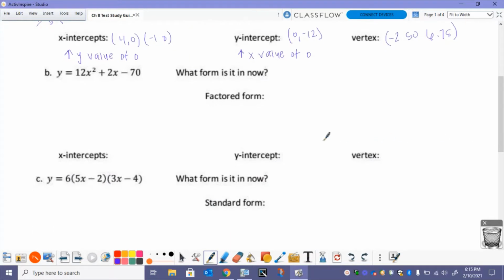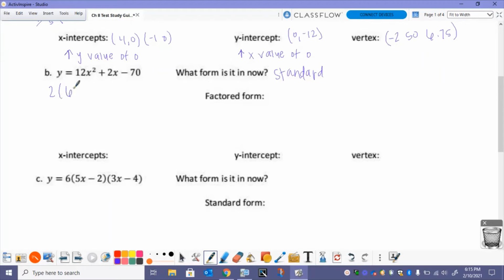All right, we're going to do the same thing with B. So once again, we were given x squared plus x, so that is our standard form. And it wants us to give it back in factored form. So between 12, 2, and negative 70, obviously our greatest common factor can't be higher than 2. And 12 and 70 are both divisible by 2, so that's what we'll pull out as our greatest common factor.